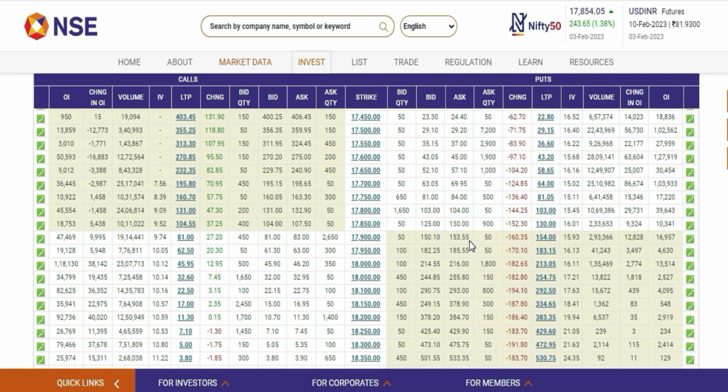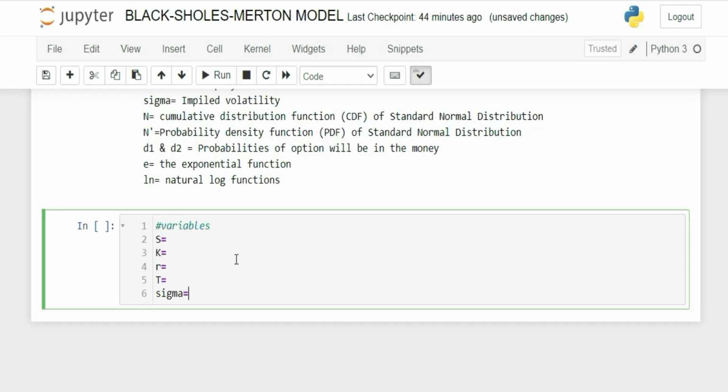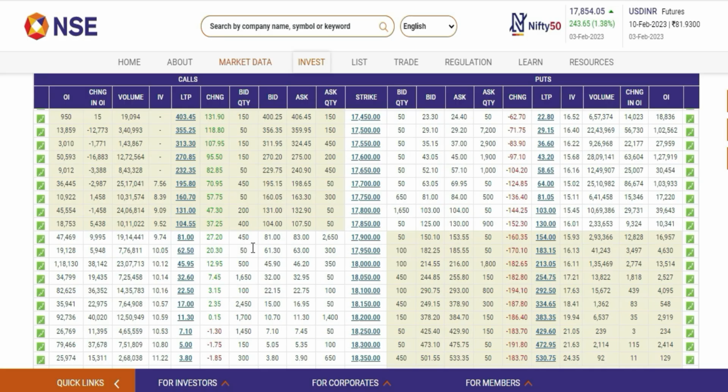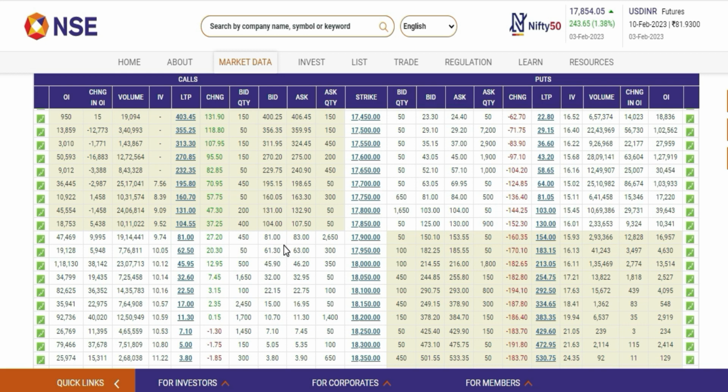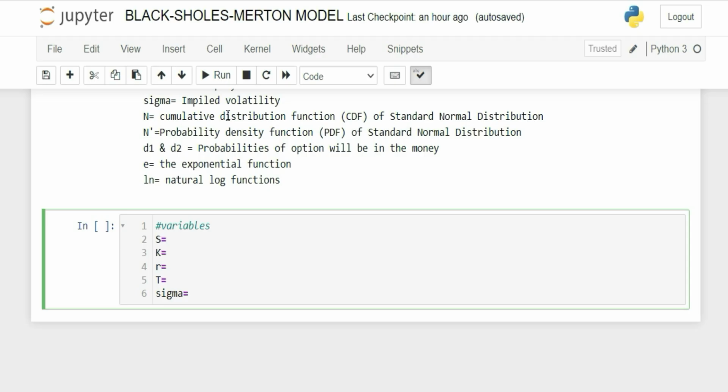If you don't know what an option chain is, basically you will get to know the price of all the options of different strikes. So instead of putting arbitrary values here, I'm going to take all the inputs from here, so that once we calculate the option price, we can compare with this whether it's matching or not. If it's matching, that means all the mathematical equations we have done through Python are correct.